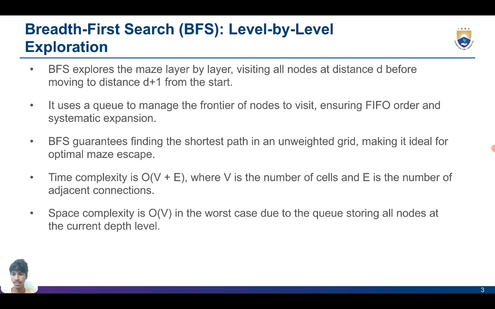Time complexity is O(V plus E), where V is the number of cells and E is the number of adjacent connections. Space complexity is O(V) in the worst case due to the queue storing all nodes at the current depth level.